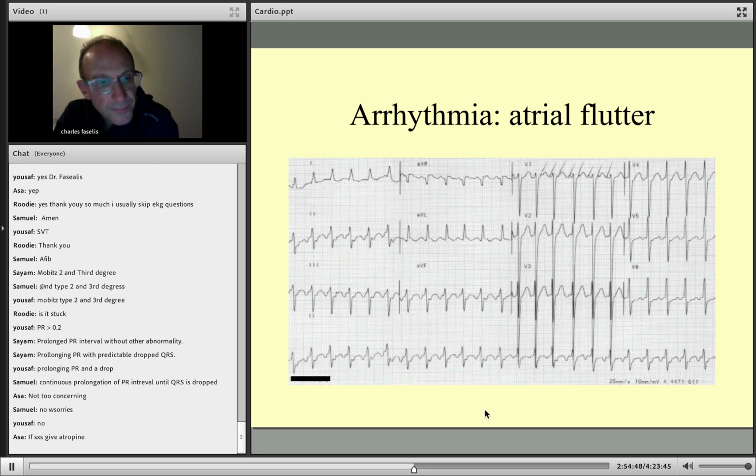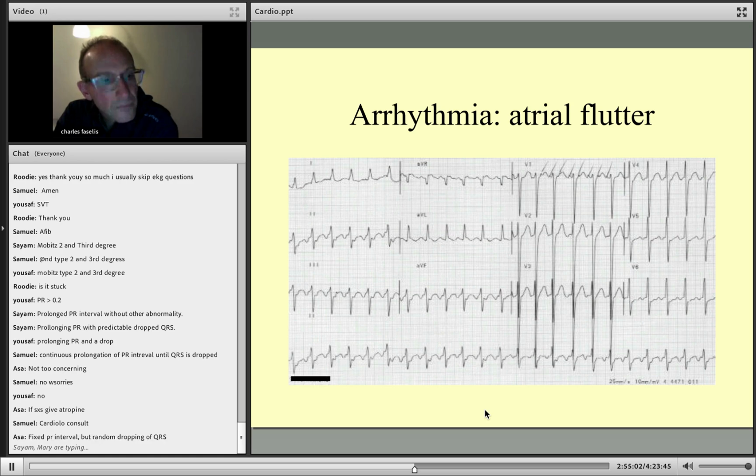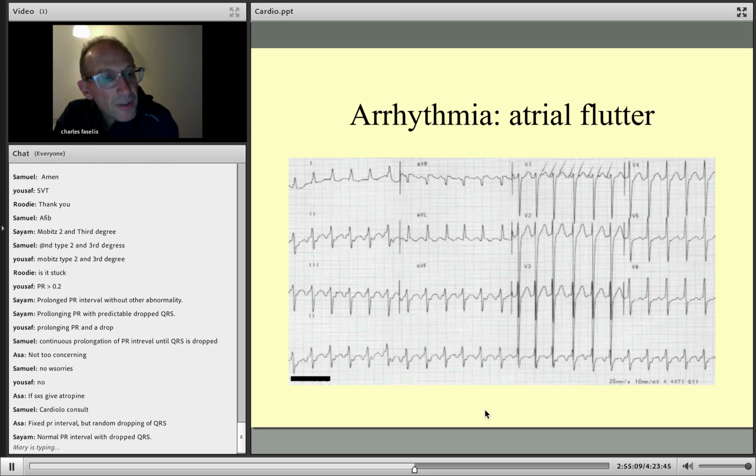Second degree type 2. Good. Fixed PR interval, right? And then random dropping of QRS. Be careful: the PR interval may be normal or may be increased, but it's fixed, right? It's fixed. That's the important thing. It doesn't change. It doesn't get wider, and then all of a sudden you drop a QRS. Okay, that's type 2, second degree heart block. That needs a pacemaker.